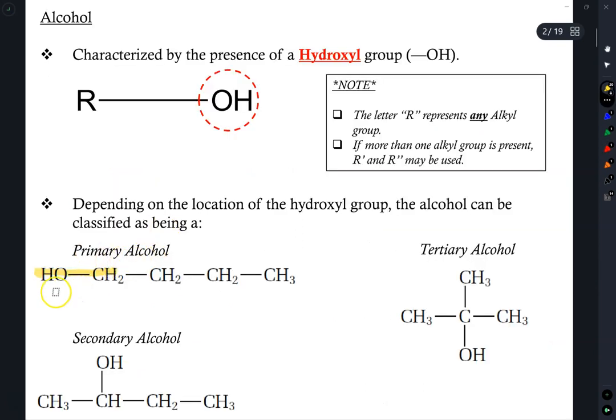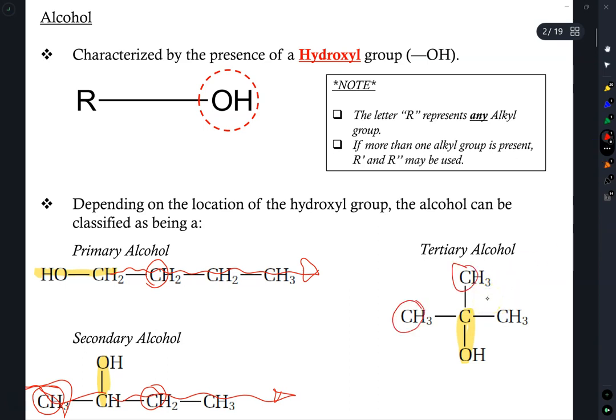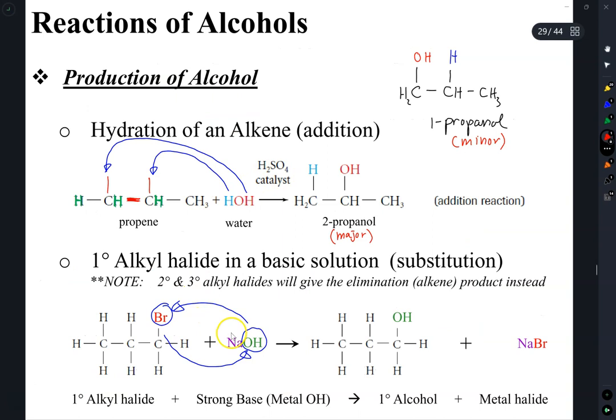So primaries are usually found at the end on a terminal carbon, which is attached to one other carbon, allowing it only to expand in one direction, while secondaries are attached in the middle somewhere and can be attached to other carbons, moving off in 2 separate directions, while tertiaries are attached to 3 other carbons, allowing them to move in 3 separate directions. Now, the reason why I mention this is because primary alkylhalides turn into primary alcohols.